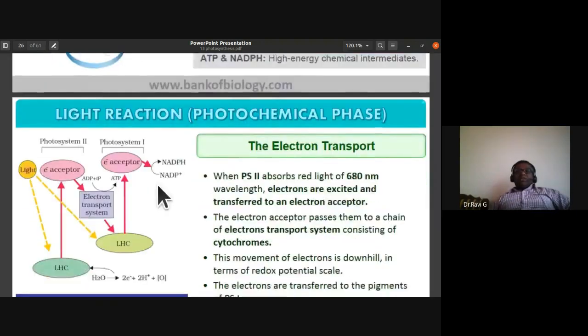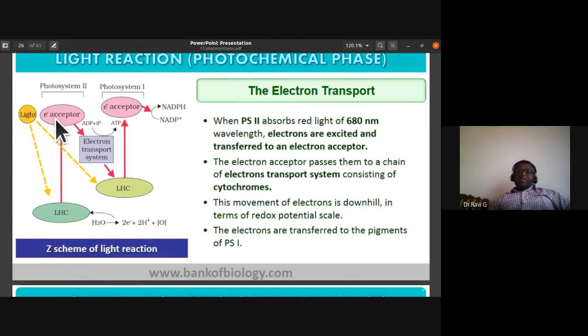Okay, so the electron transport we were discussing and the Z scheme of light reaction is especially in non-cyclic photophosphorylation. You have the Z scheme. When photosystem 2 absorbs red light of 680 nanometer wavelength, electrons are excited and transferred to an electron acceptor. The electron acceptor donates these electrons, which pass through a chain of electron transport system consisting of cytochromes. During this process, ATP is also synthesized.